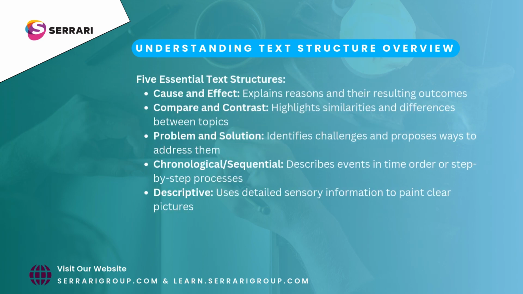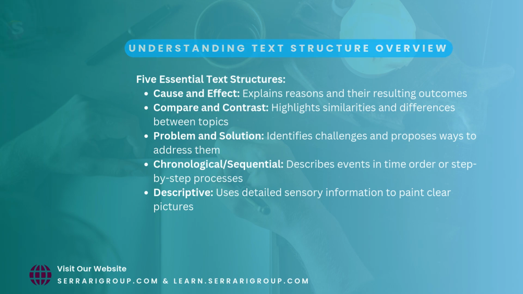5 essential text structures. Cause and effect explains reasons and their resulting outcomes. Compare and contrast highlights similarities and differences between topics. Problem and solution identifies challenges and proposes ways to address them. Chronological/sequential describes events in time order or step-by-step processes. Descriptive uses detailed sensory information to paint clear pictures.